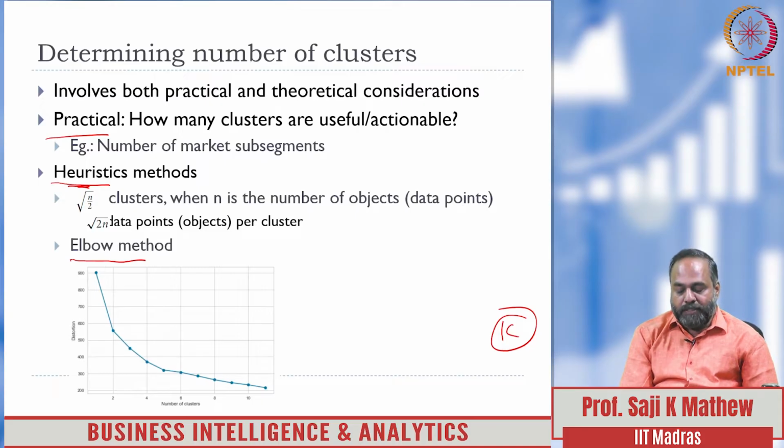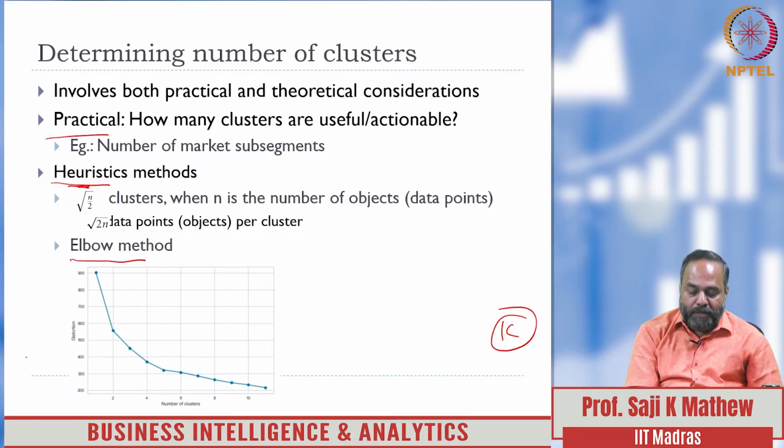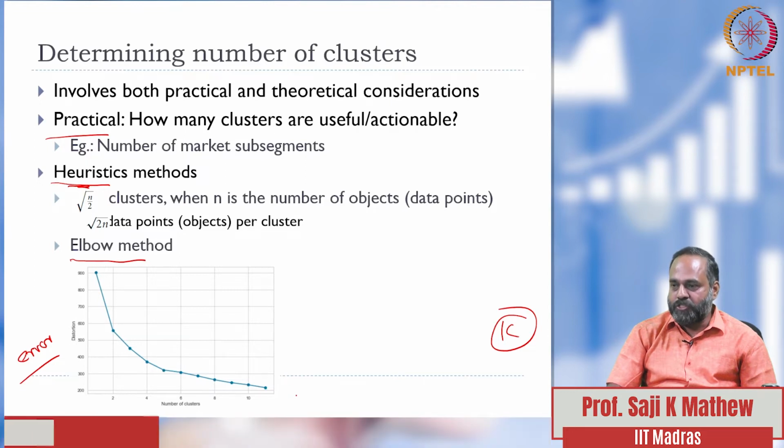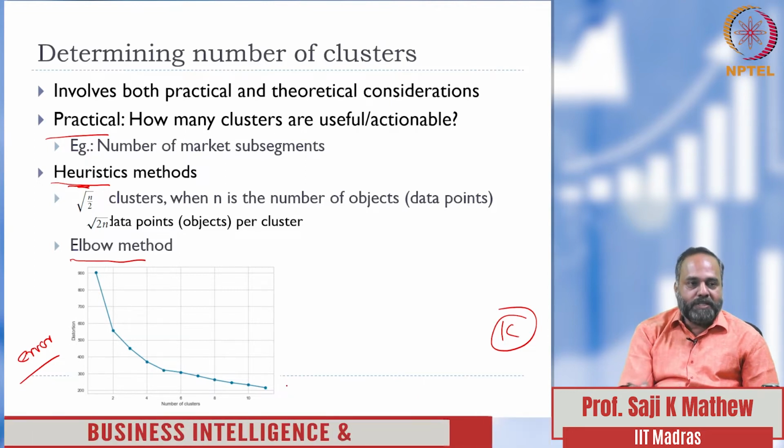In the elbow method, the x-axis is the number of clusters, and the y-axis is nothing but the error. The error can be the total within cluster distance. Now, what is done here is you employ one clustering algorithm. It could be the k-means algorithm. You run k-means with 2 clusters, 3 clusters, 4 clusters, 5 clusters, 6 clusters and so on, and plot this graph, the total within cluster distance versus number of clusters.